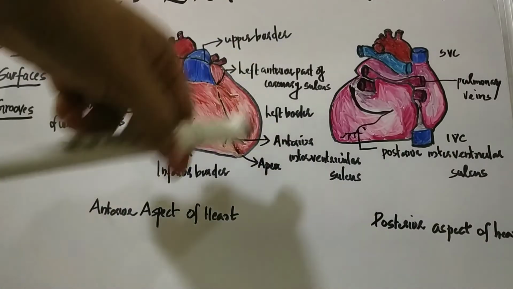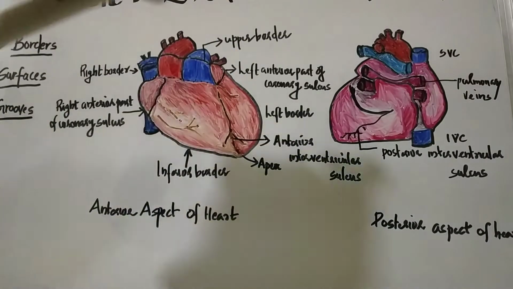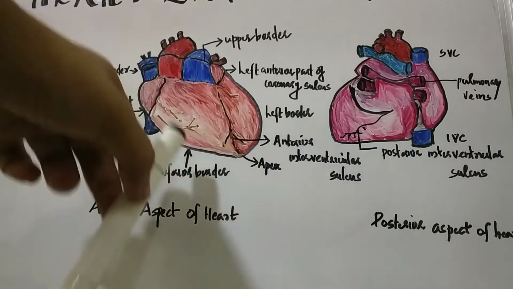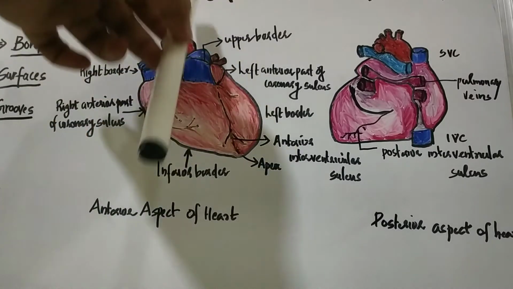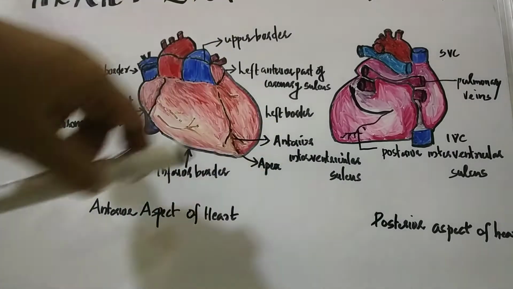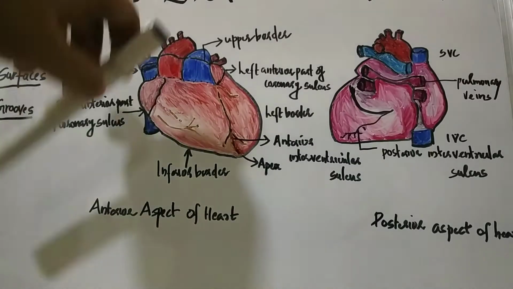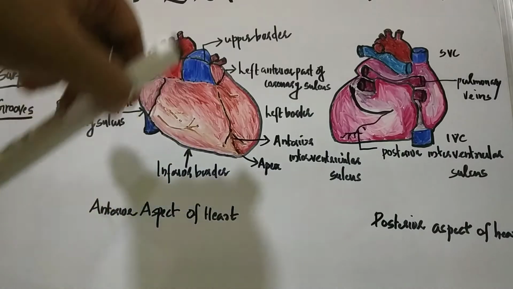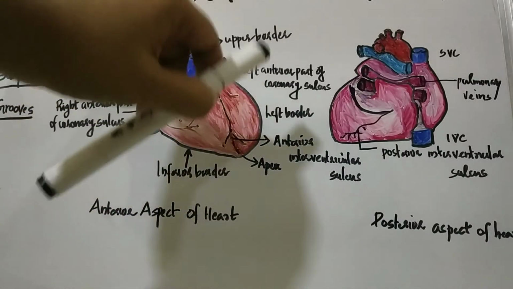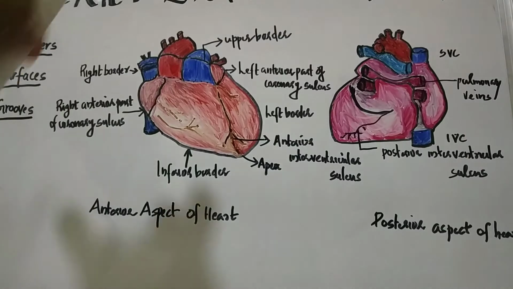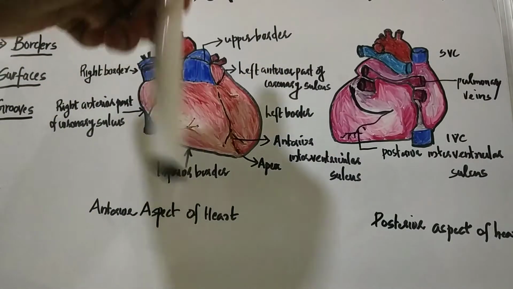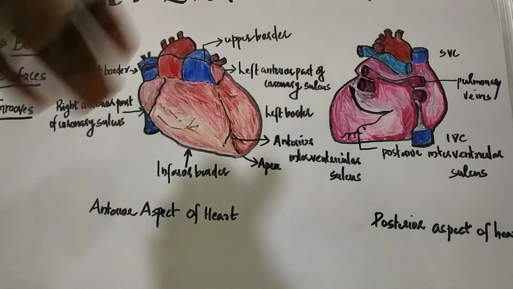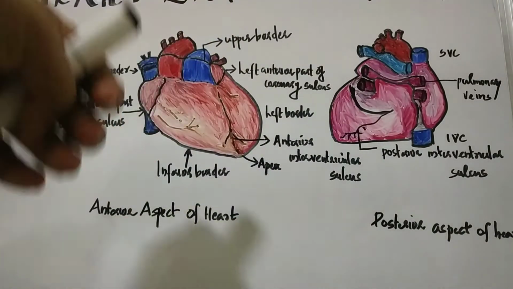Now we will discuss the surfaces of the heart. The heart has an apex, a base and three surfaces: the anterior surface, inferior surface and the left surface. First we will discuss the anterior surface. The anterior surface is formed by the right atrium, the right ventricle and partly by the left auricle and left ventricle. It is also called the sternocostal surface, and most of it is covered by the lungs and only a part is visible.